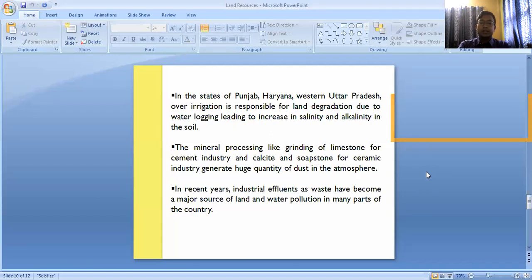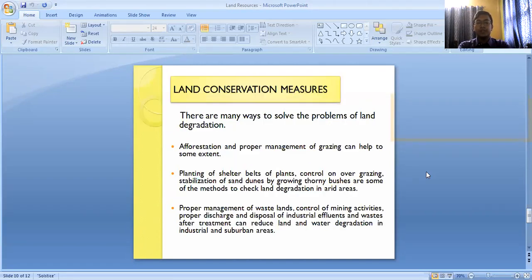So this is about the different factors, or causes, responsible for land degradation. Now let us proceed to the next topic, that is land conservation measures, meaning the different techniques or strategies which we can follow to reduce land degradation or to conserve the land resources. There are many ways to solve the problem of land degradation.